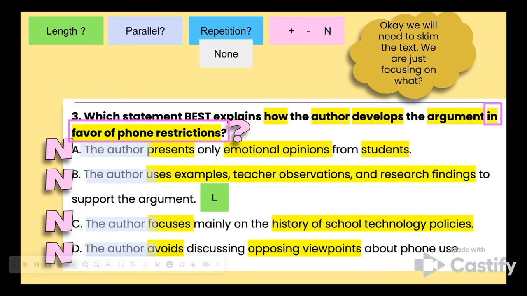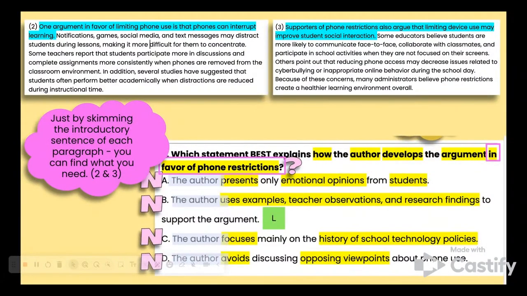They did change limitations to restrictions. So that's the hard thing here, right? But that's what we're looking for. We're skimming for that. So we set them up for success to skim. So just by skimming the introductory sentence of each paragraph, you can find which ones you need.